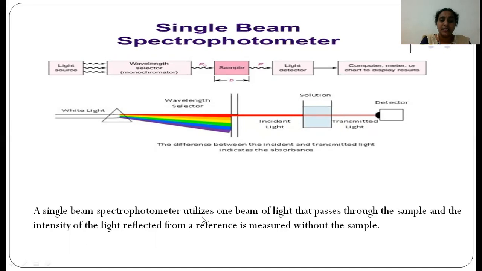But in this single beam spectrophotometer, only one sample cell is present. So here, first we have to keep the solvent in which we are going to dissolve the sample, and we have to run the spectrum. Under the same conditions, a second time we have to remove that solvent, again keep the sample solution here, and again run the spectrum. That means to record the spectrum of one sample in a single beam spectrophotometer, we have to run the experiment 2 times.